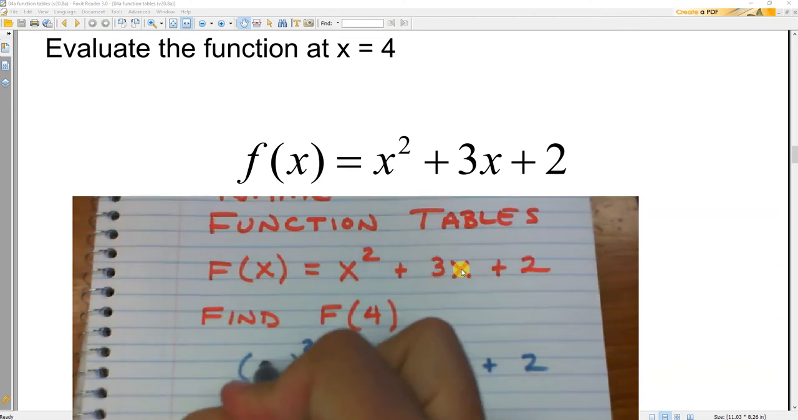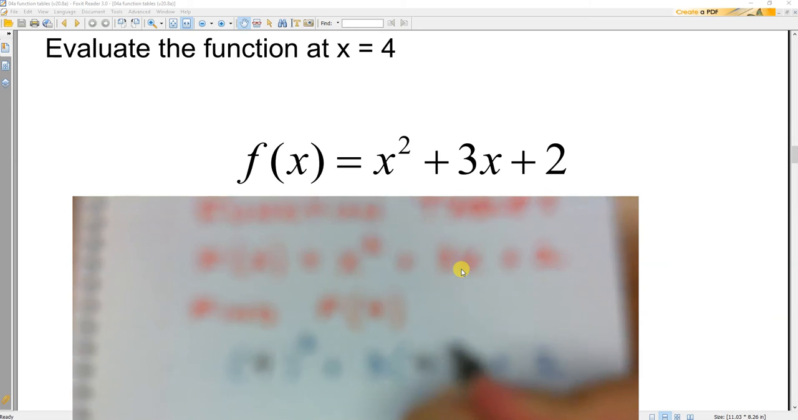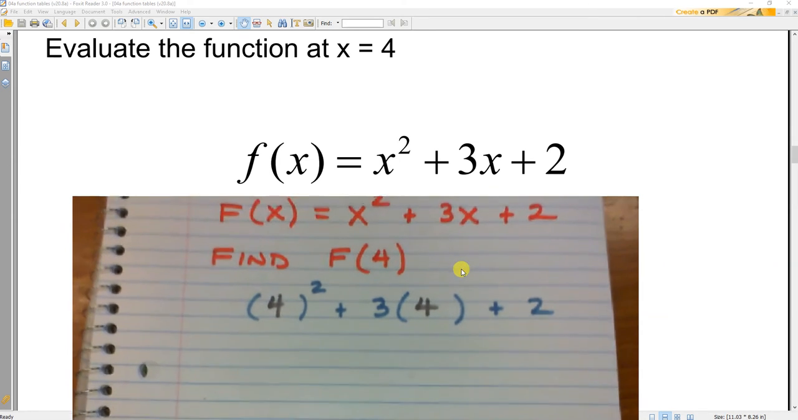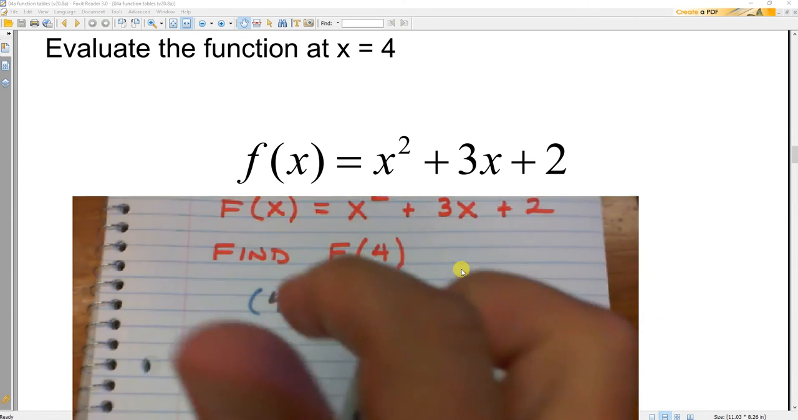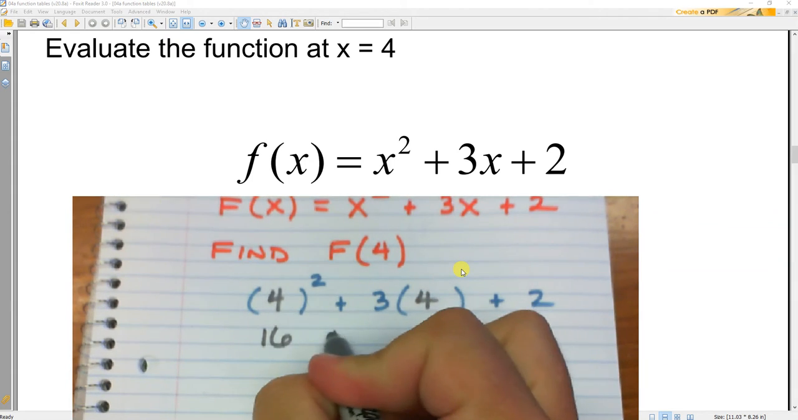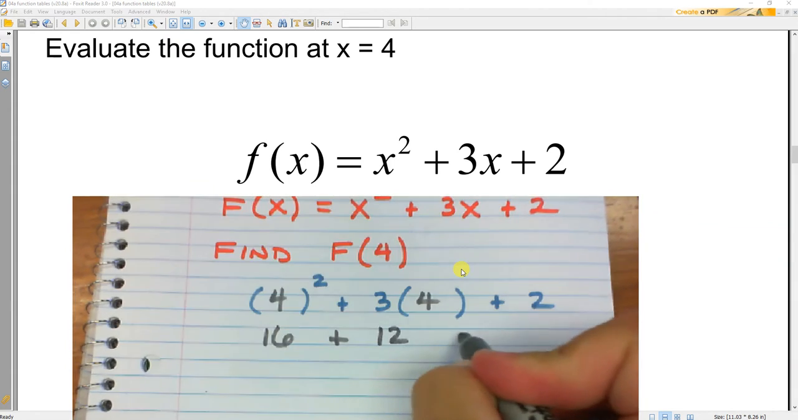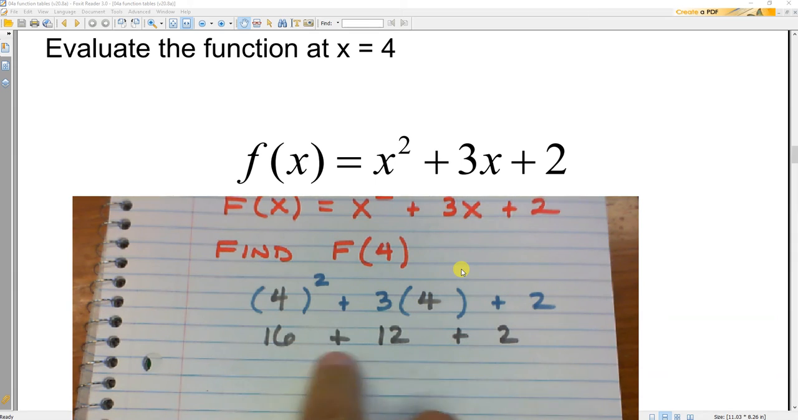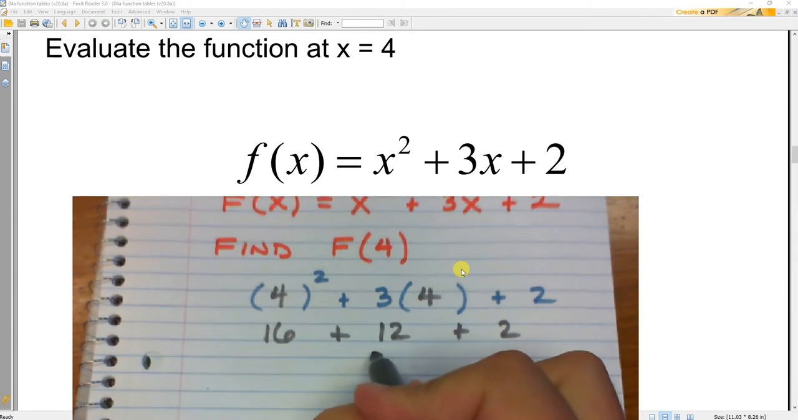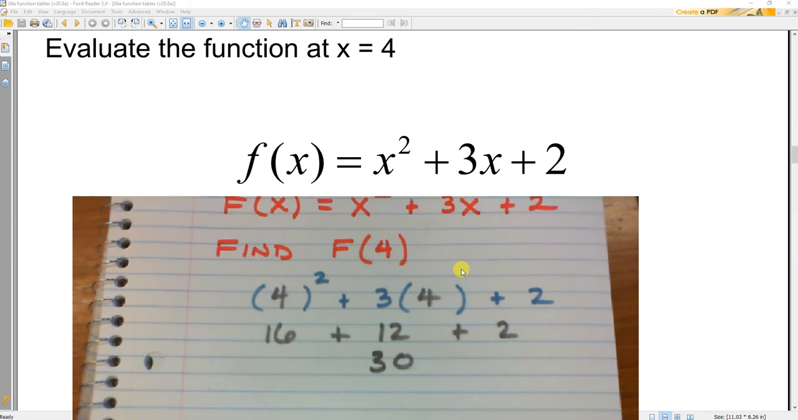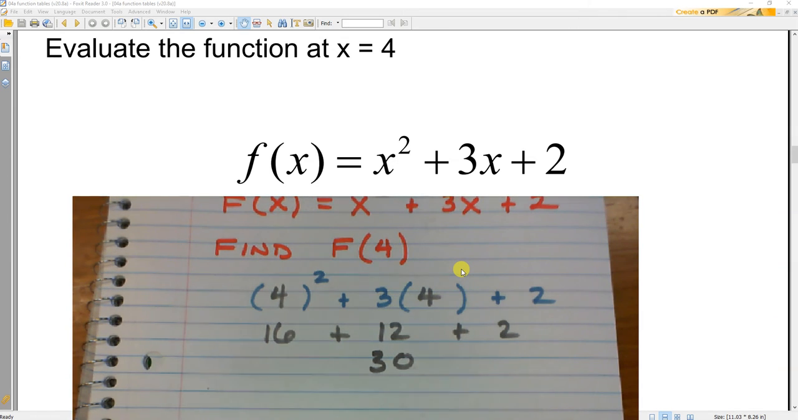So put in a 4. So just evaluating a function. So 4 squared is 16. 3 times 4 is 12. Plus 2 equals, what's that, 16, 28, 30. And that's old material. We've already done that.